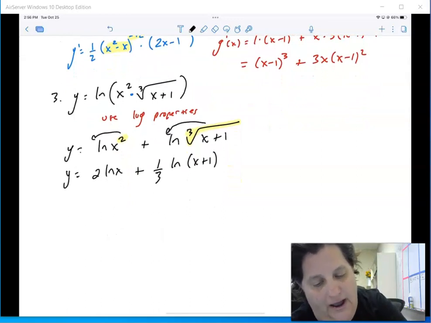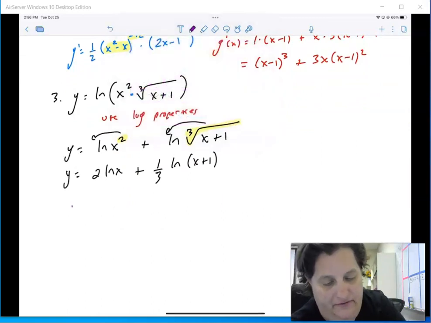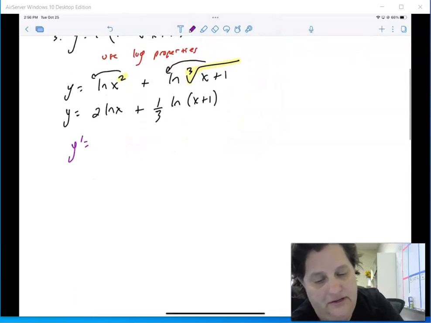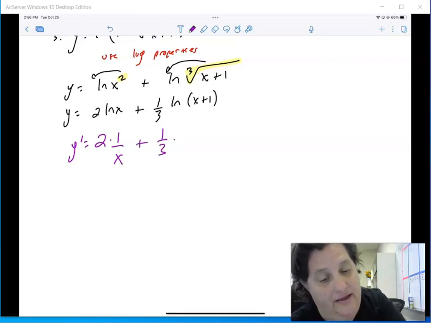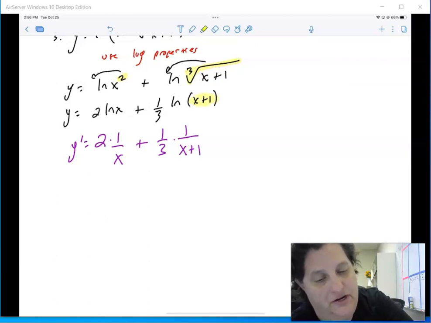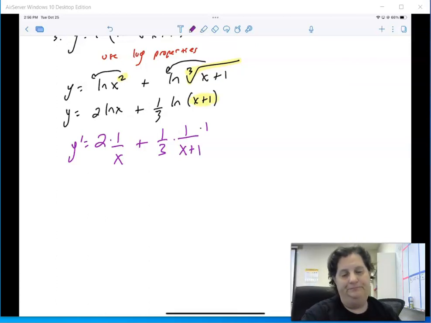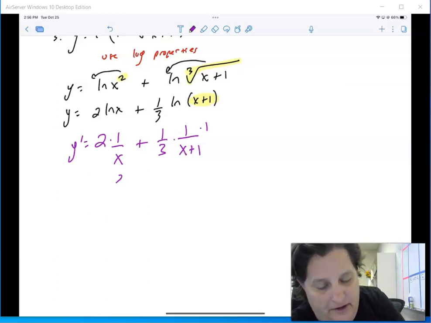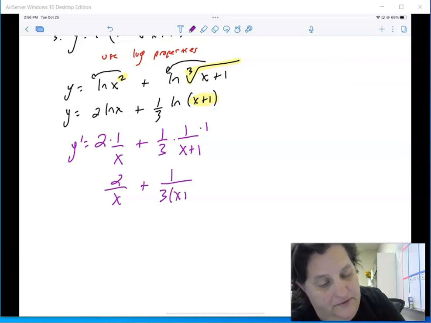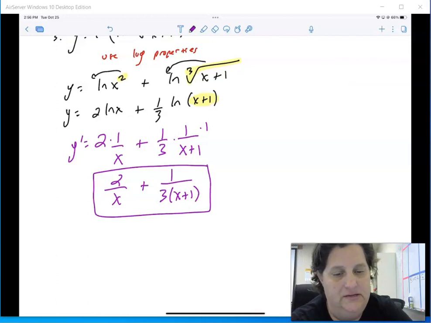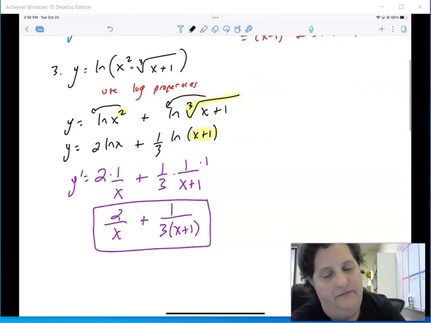Now look, this is still y. I haven't actually taken a derivative yet. At this point, it goes like this, 2, and then derivative of ln of x is 1 over x. And then 1/3. Derivative of ln x plus 1 is 1 over x plus 1 with a little tiny chain rule right here, but that's just a 1. Okay, clean this up a little bit. So it's 2 over x plus 1 over 3x plus 1. Way easier than trying to do product rule, chain rule, and all that stuff. So log properties at the beginning is really helpful with certain questions.